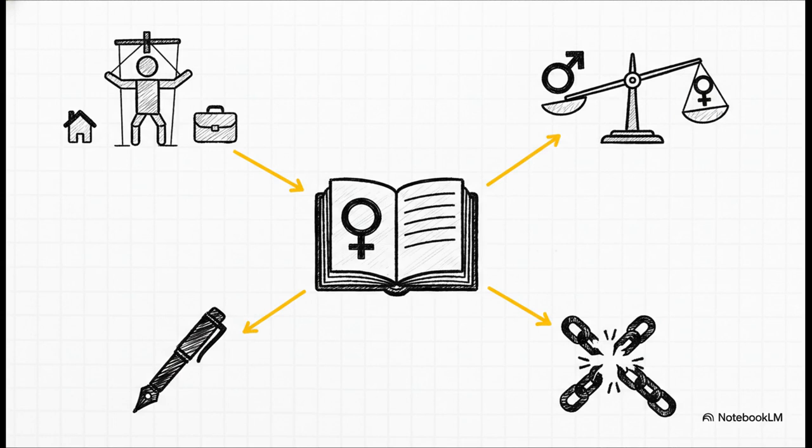The key concept here is that gender isn't just a biological fact. It's a set of roles and expectations that society builds. And literature, well, it's a fantastic place to see those ideas being either reinforced or totally challenged.